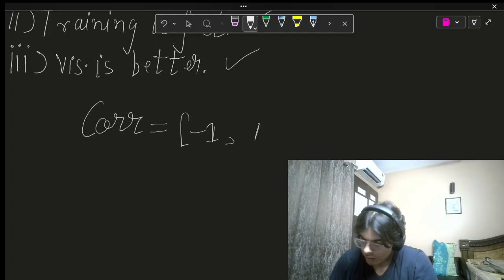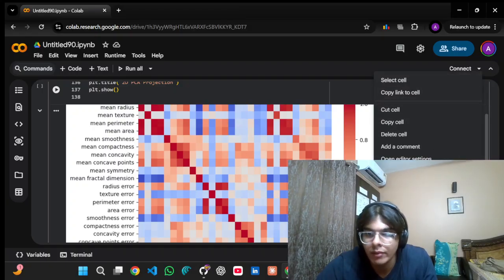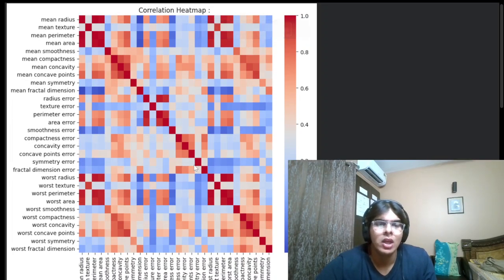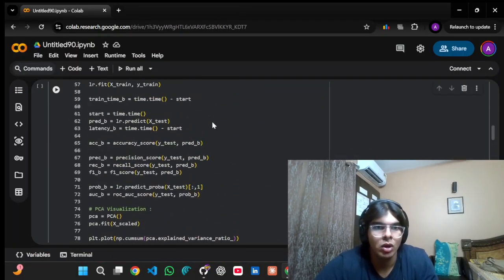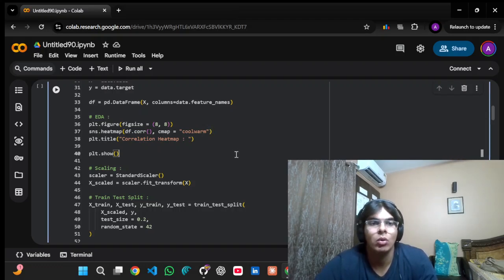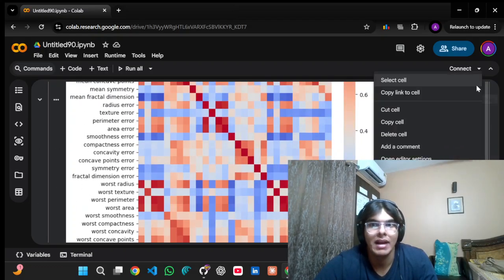The more it is towards +1, it means the features are highly correlated. And if it's towards -1, it means the features are not correlated at all, or they are completely separate from each other. Let me get it in full screen very quickly. So this is the correlation heat map. You can see different values. There's another thing that you can do. Let me quickly open the code once more. In this line right here, if you write annot equal to true, what it does is it writes the values of correlation inside these colored boxes.